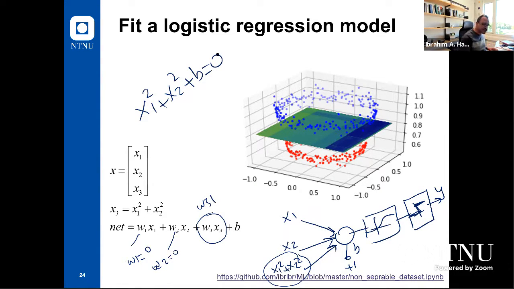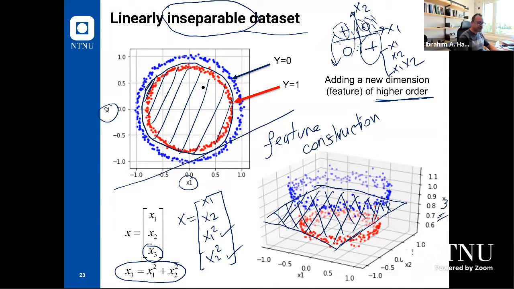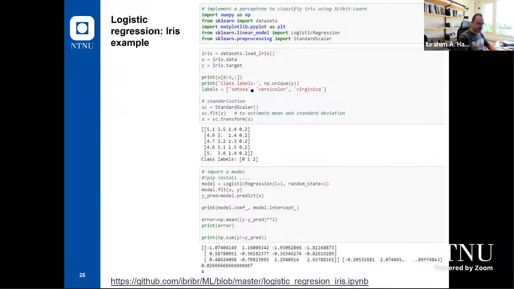this equation. And this equation is the equation of a circle. This equation, it's the equation of a circle. So in this case, the decision boundary will be a circle. So we will generate a circle where points which are located inside will be one class. Points which are located outside will be the other class.